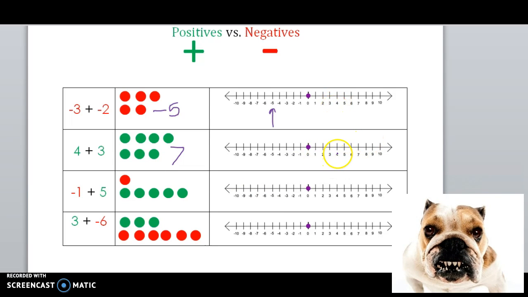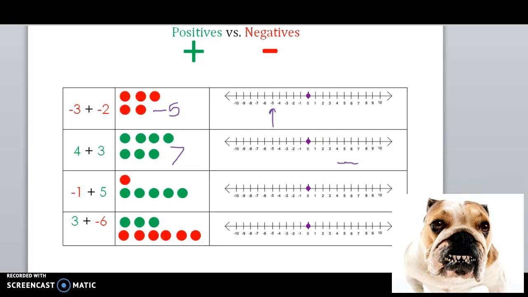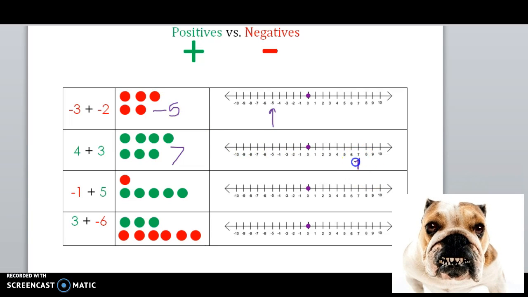So again, I can start at positive 4 and add 3. 1, 2, 3. On your sheets, you can do this. It'll land me at positive 7.